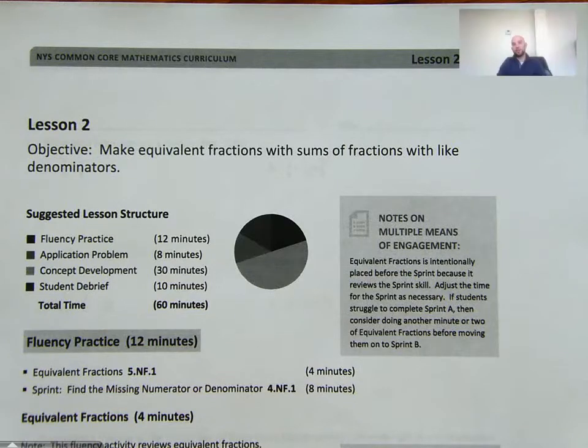Hello everyone, this is Mr. Kissinger, and today we are doing 5th grade math module 3 lesson 2. We're going to make equivalent fractions with sums of fractions with like denominators.